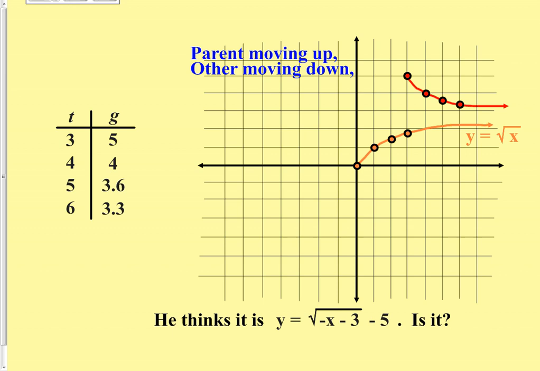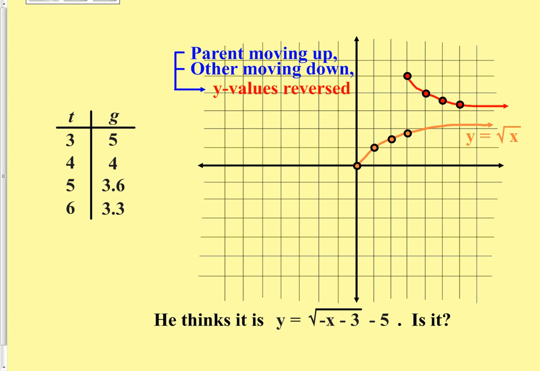Let's look at the up and down of it. Obviously, the parent function is moving upwards. The other equation is moving downwards. That means one is positive on the y-axis, one is negative on the y-axis. So our y values are reversed. Okay, let's look at what else there is.